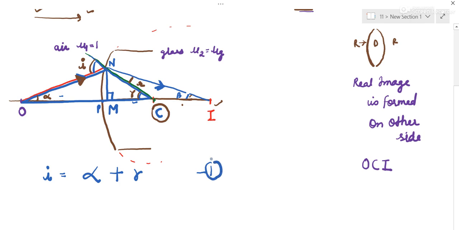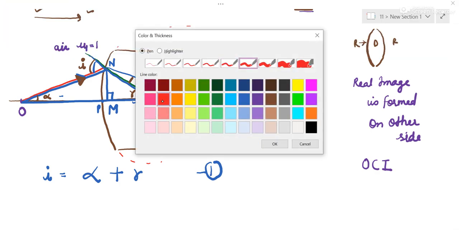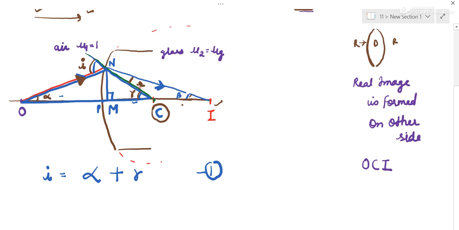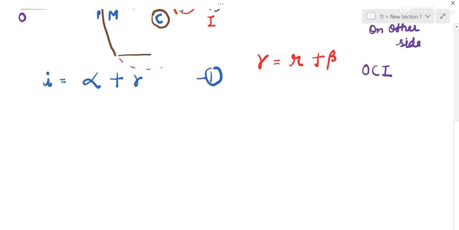Now I need R also. So for that I will choose some other triangle. You can look here, this is R. For this I am choosing this triangle. In this triangle, gamma is the exterior angle. So gamma will be the sum of this angle R, the angle of refraction, and beta. So I am ready with the angle relations.